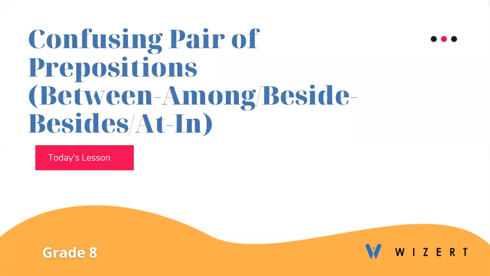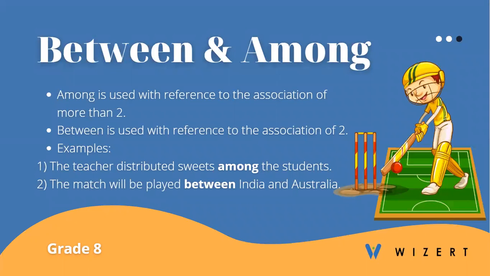Let us discuss some confusing pairs of prepositions now. The first one is between and among. Among is used with reference to the association of more than two, whereas between is used with reference to the association of exactly two. This means that whenever you want to talk about more than two people or two things, we can use the preposition among. But when you want to talk about exactly two people or two things or even two groups, in such a case, we can use the preposition between.